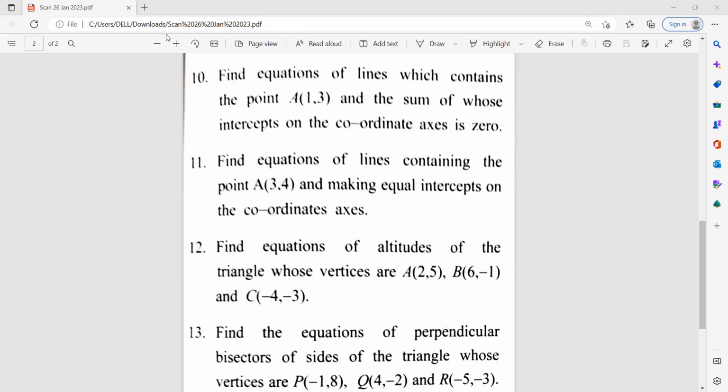So here we are going to take question number 10. Question number 10 is: find the equation of lines. This is a very interesting and very important question, because it is easy, and remember one thing: those questions which are easy as well as conceptual are very important.